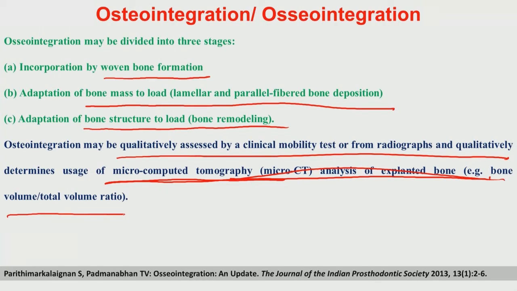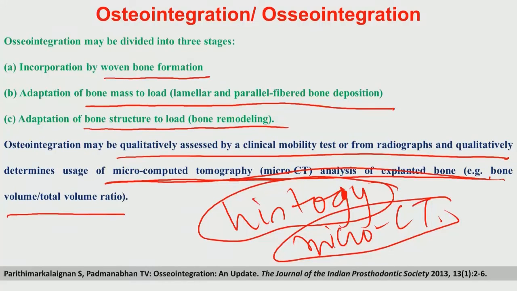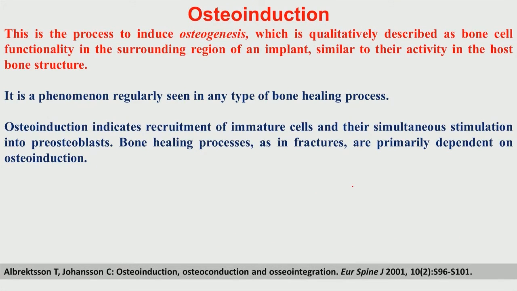So, there are 2 things that one can do. Histology, just to see how this bone formation has taken place, and in 3 dimensional you have to do micro-CT. Micro-CT will give you more quantitative determination, whereas histology is more qualitative and semi-quantitative in nature.